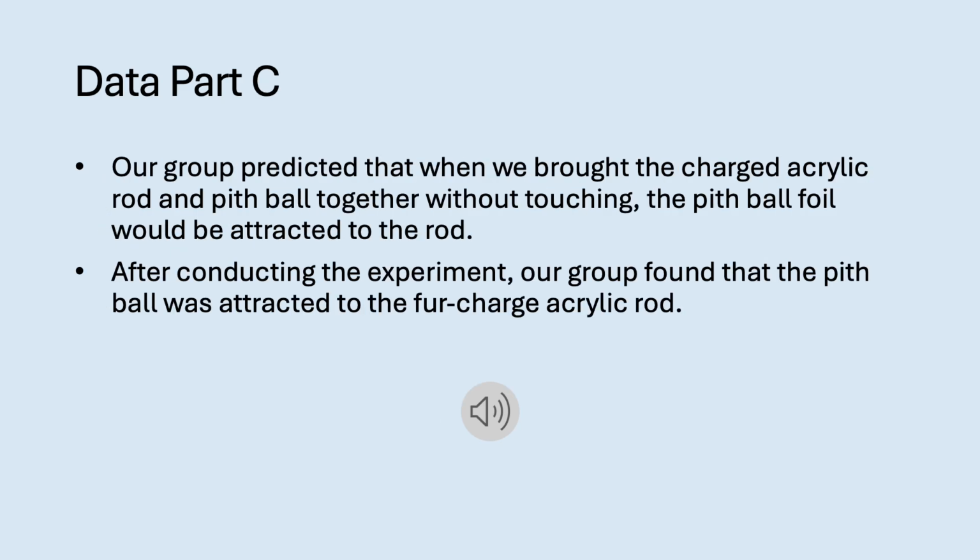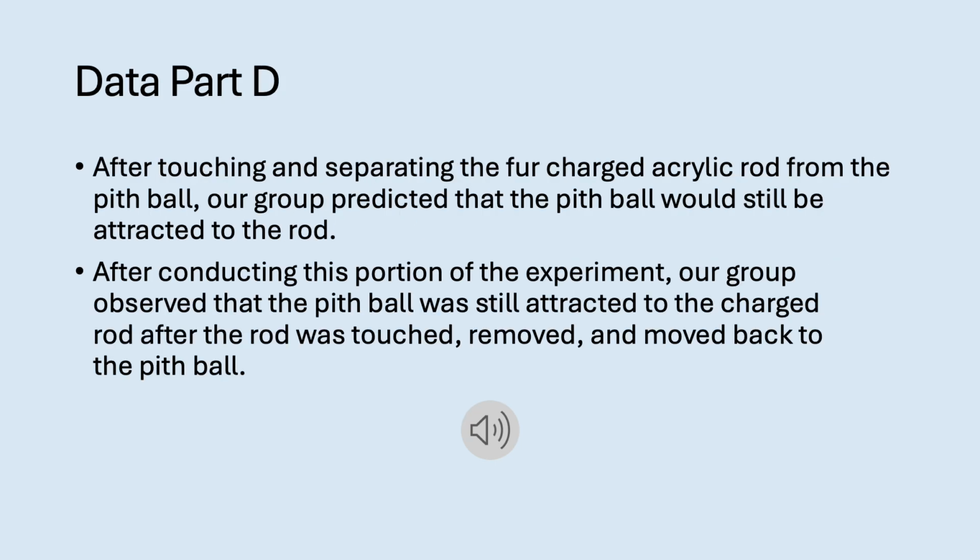Our group predicted that when we brought the charged acrylic rod and pith ball together without touching, the pith ball would be attracted to the rod. After conducting the experiment, our group found that the pith ball was attracted to the fur-charged acrylic rod. Data Part D. After touching and separating the fur-charged acrylic rod from the pith ball, our group predicted that the pith ball would still be attracted to the rod. After conducting this portion of the experiment, our group observed that the pith ball was still attracted to the charged rod after the rod was touched, removed, and moved back to the pith ball.